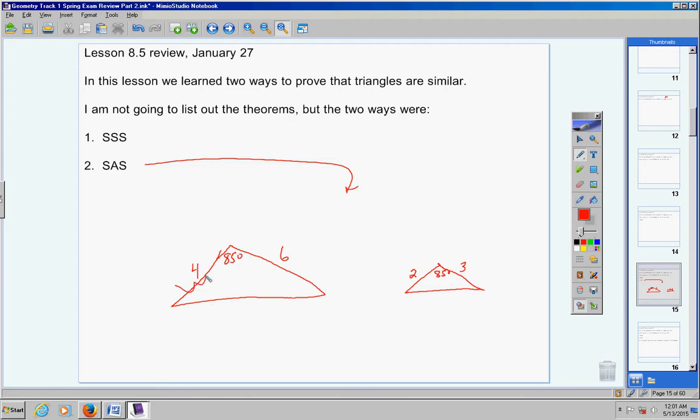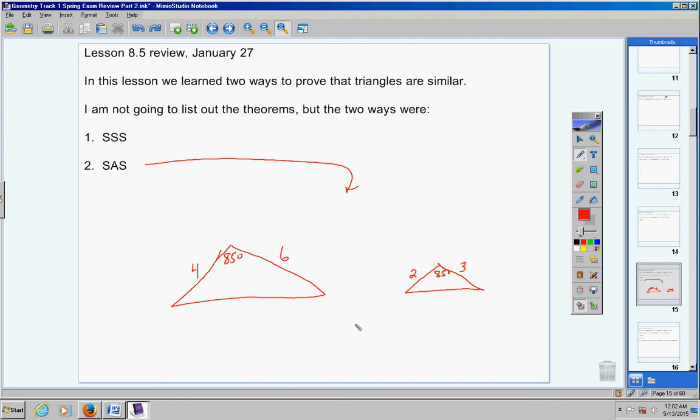Now notice I have a side angle side that I'm looking at, okay? And I'm comparing that to a side angle side. Now first of all, the included angle has to be congruent. Is that the case? Yes, it is. This angle here is congruent to this angle here. So far so good. Now the two sides have to be proportional to the two sides over here.